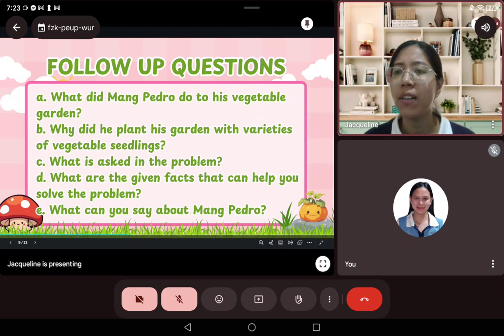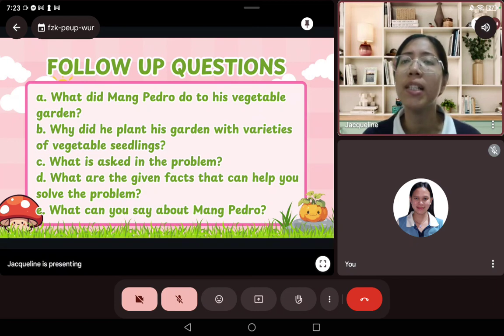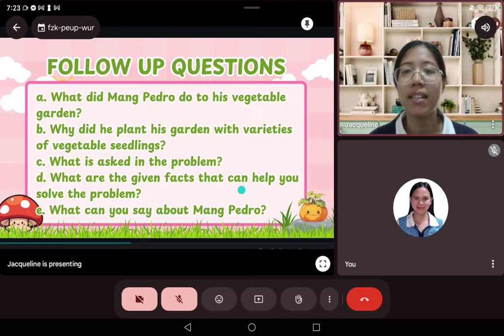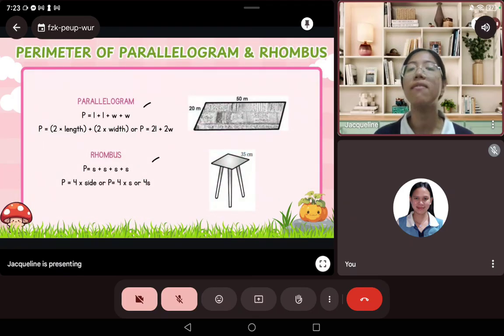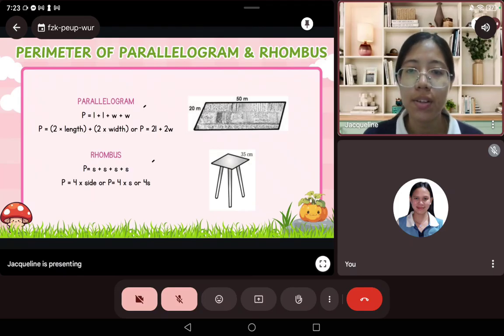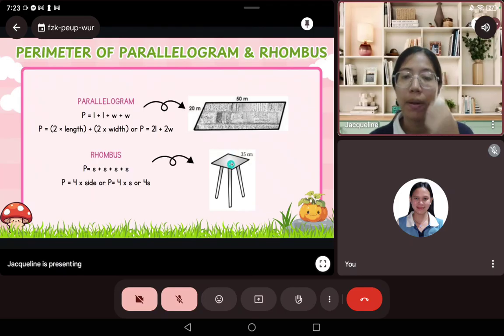So now, let's find out how we are going to help Mang Pedro in building his fence around his vegetable garden. For today's lesson, class, we'll be discussing the perimeter of parallelogram and rhombus. First, let's have the parallelogram. As you can see here, class, we have Mang Pedro's parallelogram garden, right? We have the 50-meter length. This is the length, class. And this one is the width, which is 20 meters.